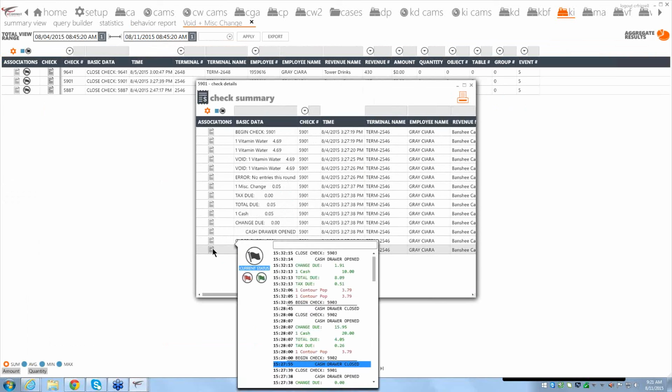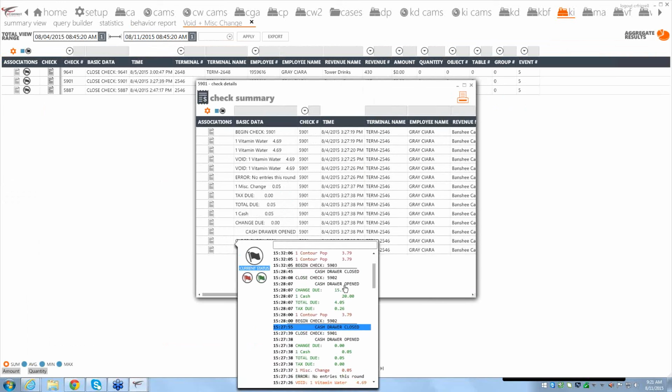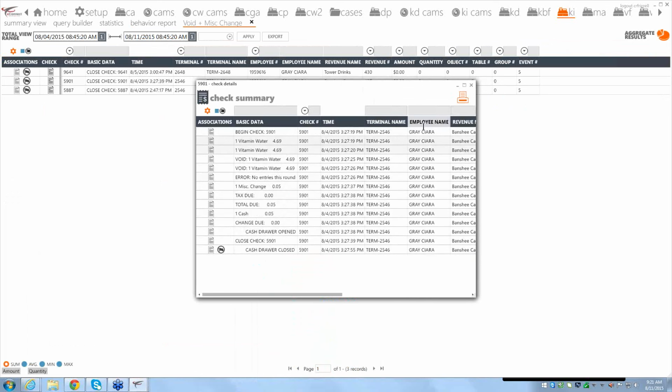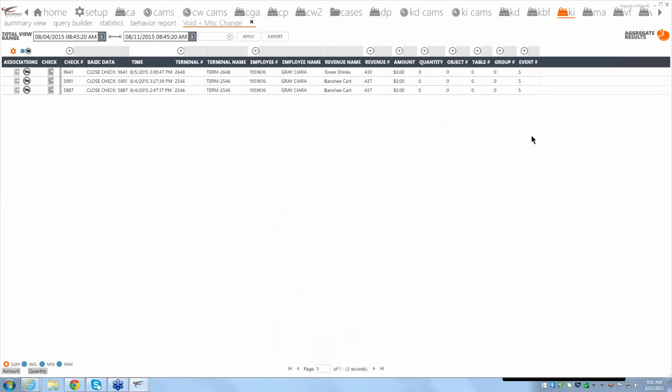And then you could go and just hover over the associations and see what happened after the fact. Okay, contour pop, here's this, but it was cash. Okay, so you can kind of see what happened, but just looking at this is what sparked my interest, and I said, all right, let me see what else she's doing.